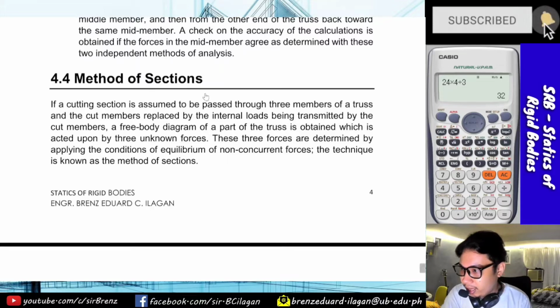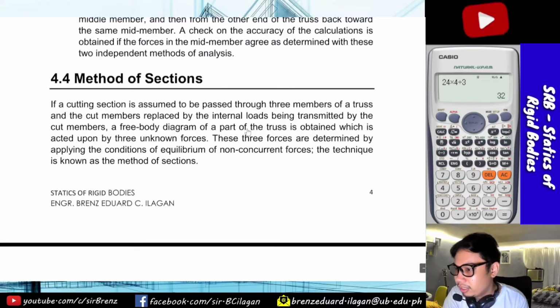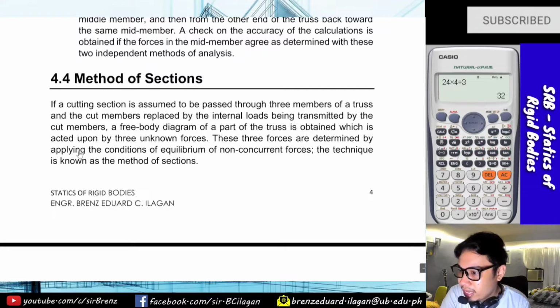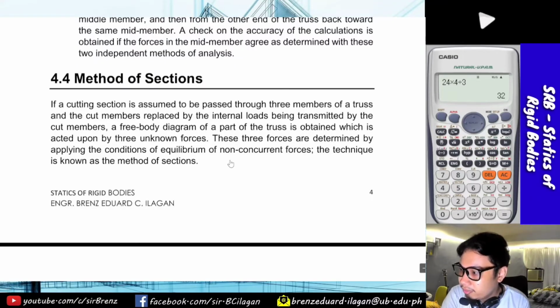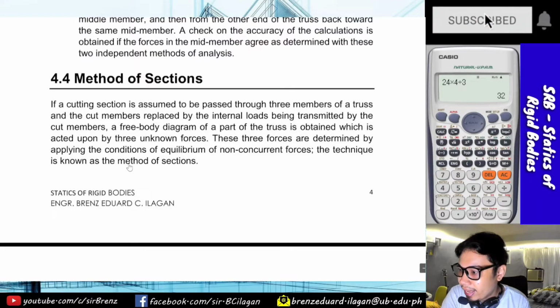If a cutting section is assumed to pass through the three members of a truss, and the cut members are replaced by the internal loads being transmitted by the cut members, a free body diagram of a part of the truss is obtained which is acted upon by three unknown forces. These three forces are determined by applying the condition of equilibrium of non-concurrent forces. This technique is known as the method of section.